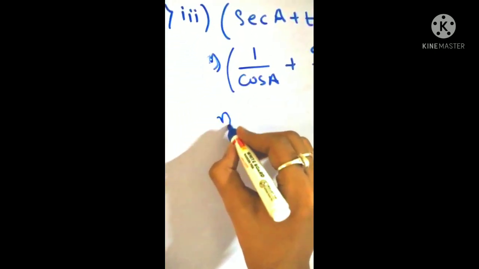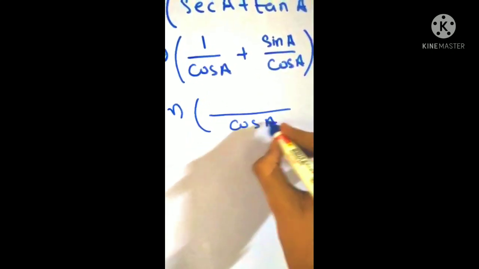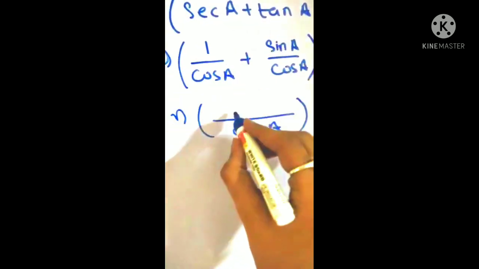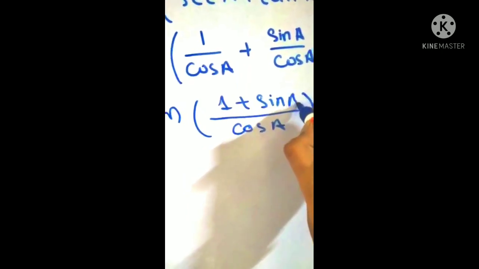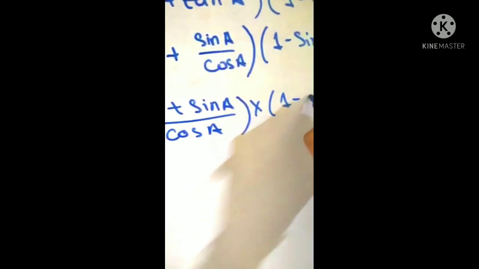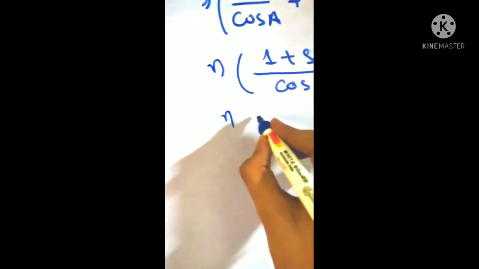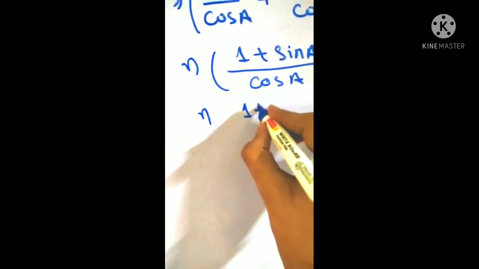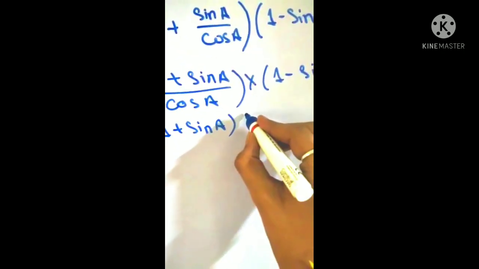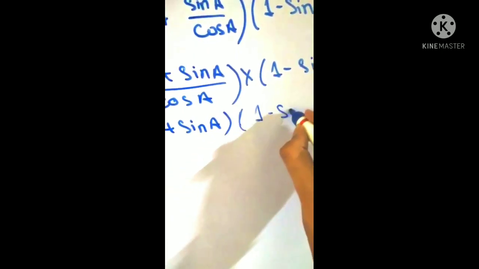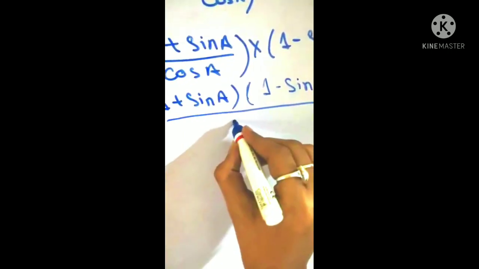Now from here I can take the denominator as cos a, LCM, and at the numerator we will get 1 plus sin a, and this is multiplied by 1 minus sin a. Again you see, if I combine these two, that is (1 plus sin a) multiplied by (1 minus sin a), and this is divided by cos a.